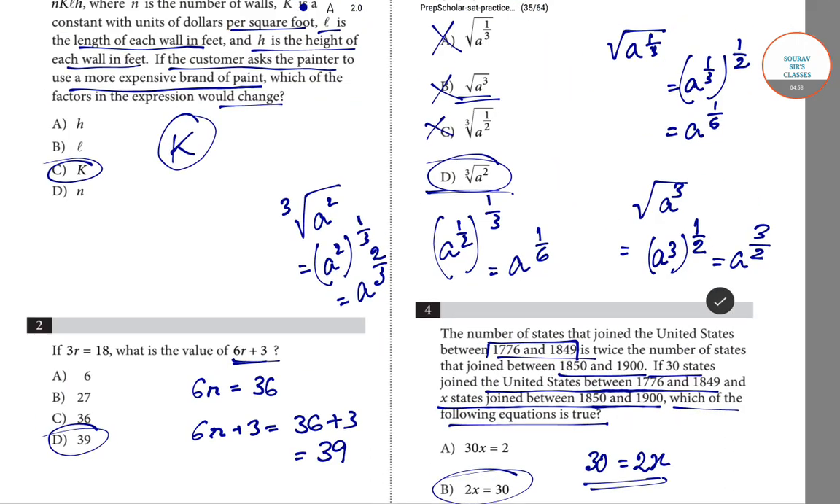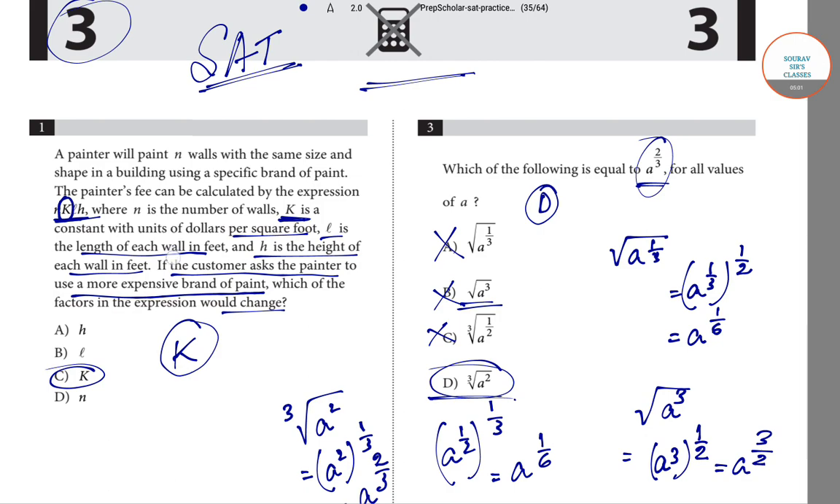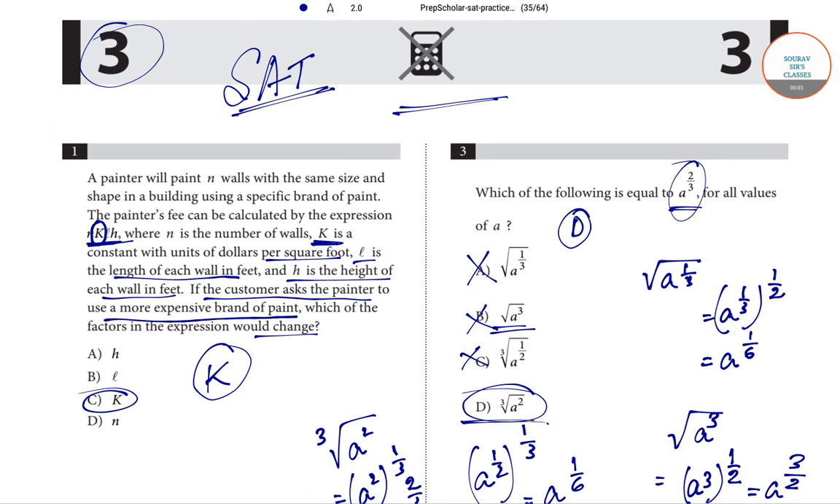So in this video we have successfully solved question number 1, 2, 3 and 4, and I think all the questions are very much clear to you now.